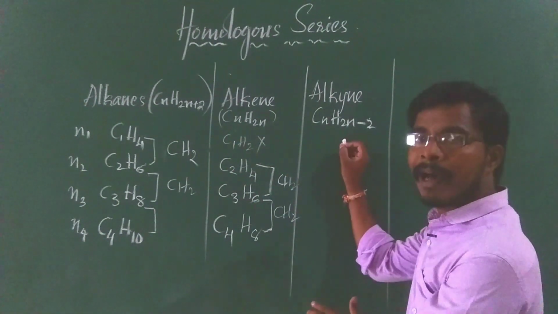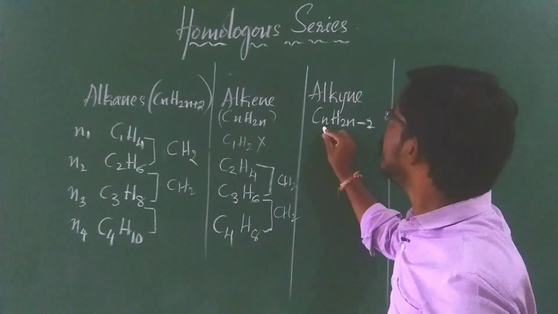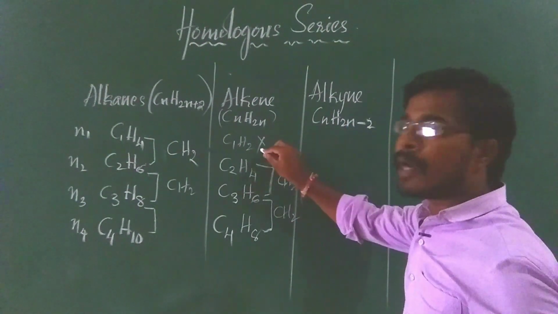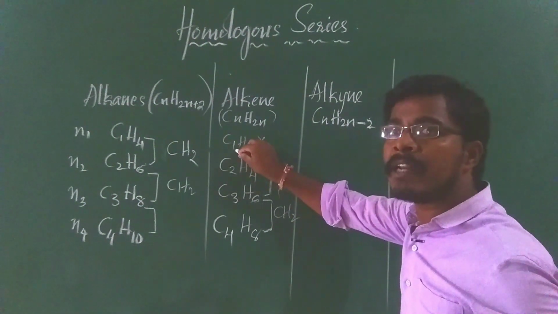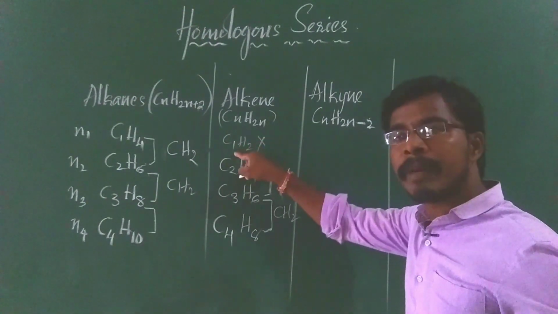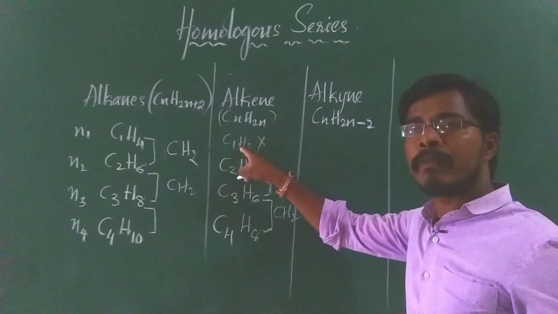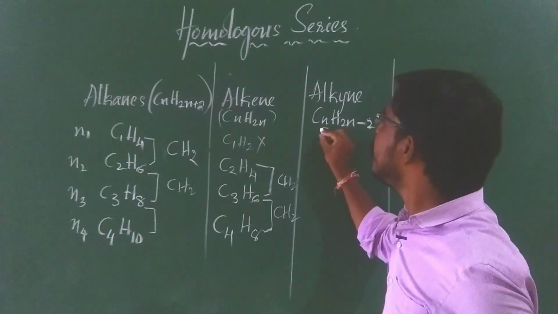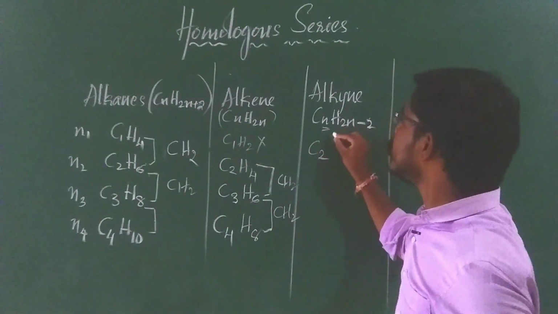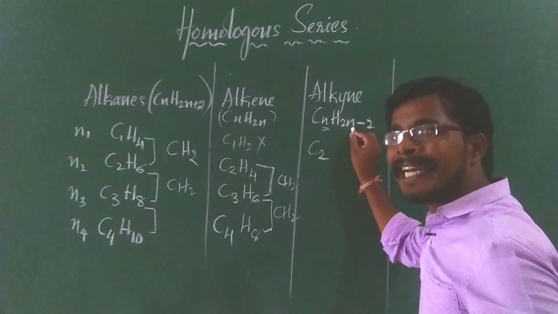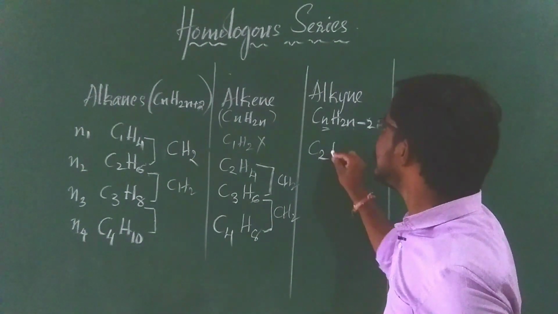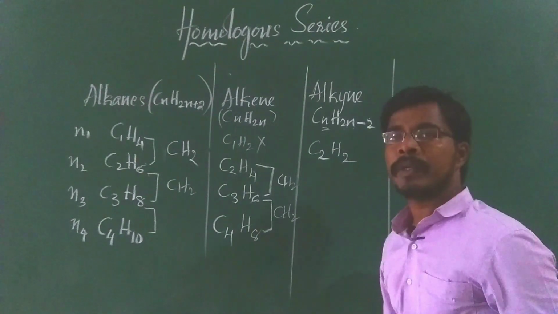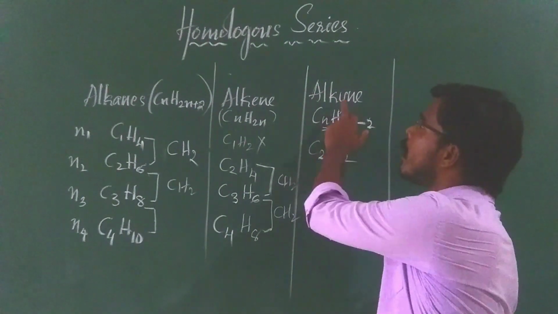Then when you move to the alkyne group, here also in place of n value, it is not possible to take n equal to 1, because the valence of carbon will not get satisfied. So just go with 2. If you are taking n equal to 2, C2 and H, 2 into 2 it is 4, 4 minus 2 again it is 2. So C2H2 is the first member of the alkyne.